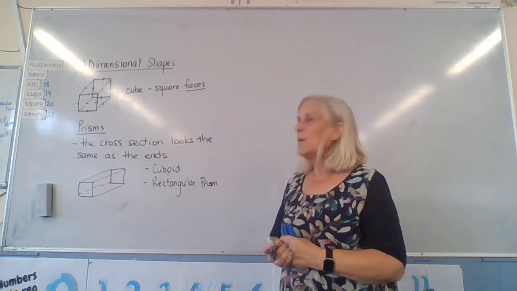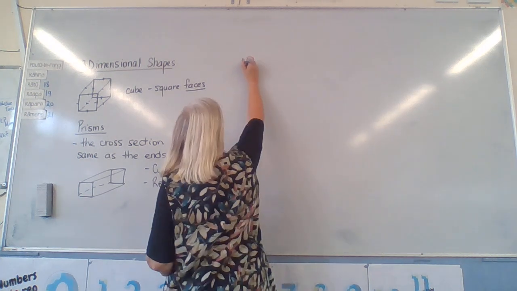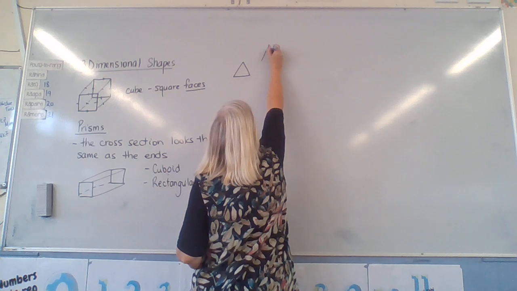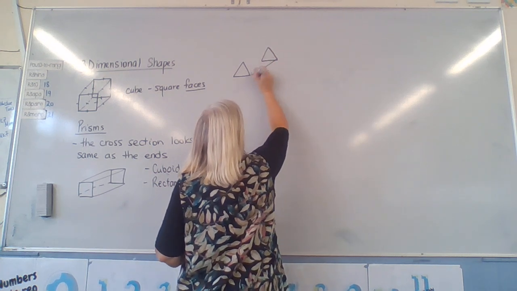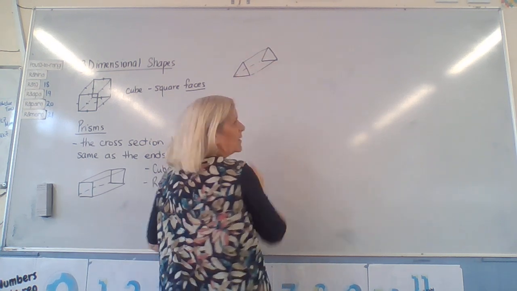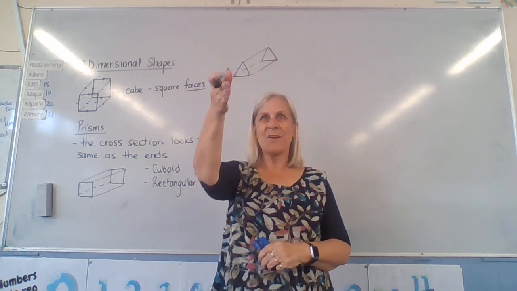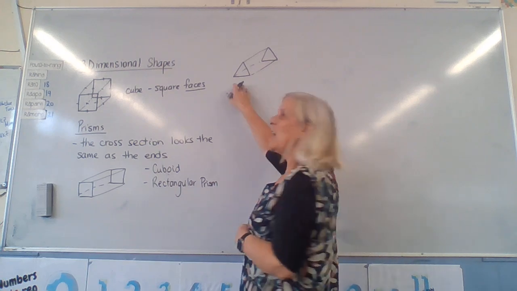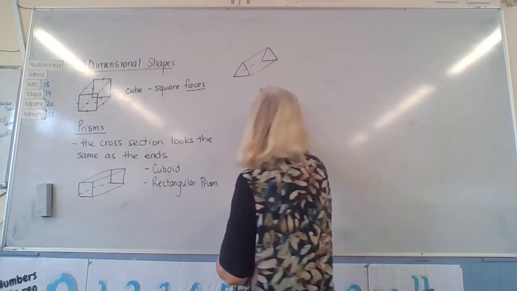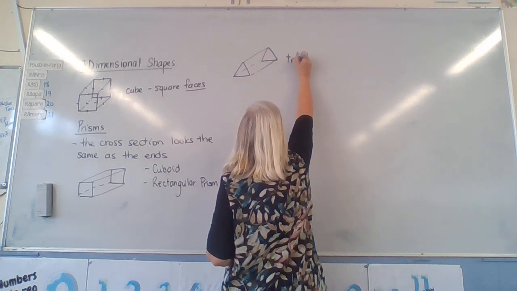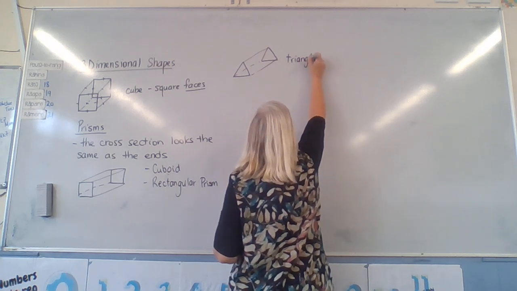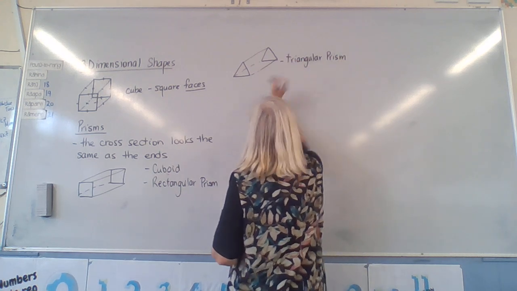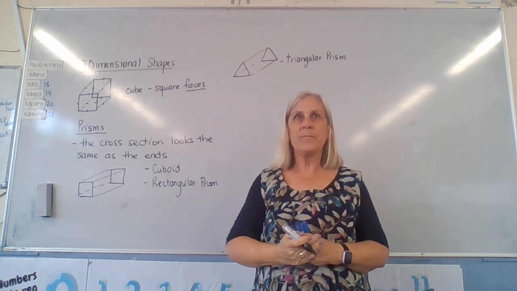All right? We might have another one that looks like this. Tell me where you've seen this shape. Right. Toblerone box is the most common place for us to have seen it. Doesn't have to have a triangle like that. It can be any triangle. And this is a triangular prism.